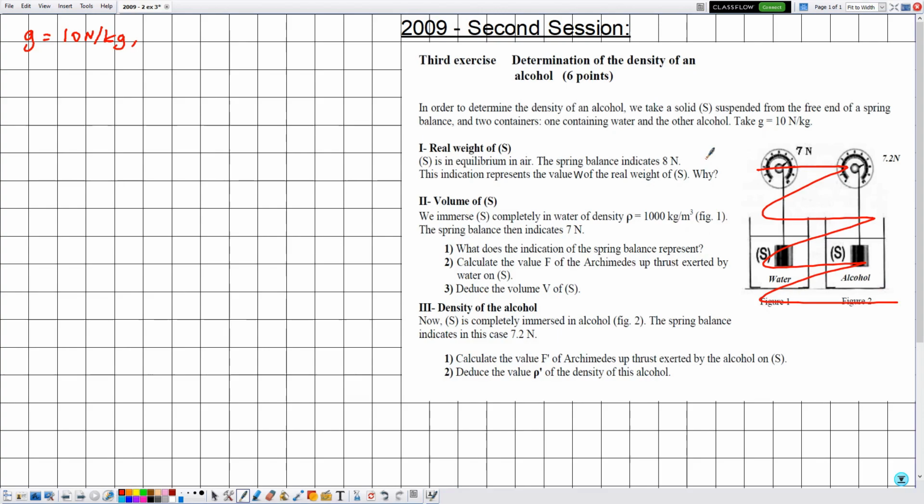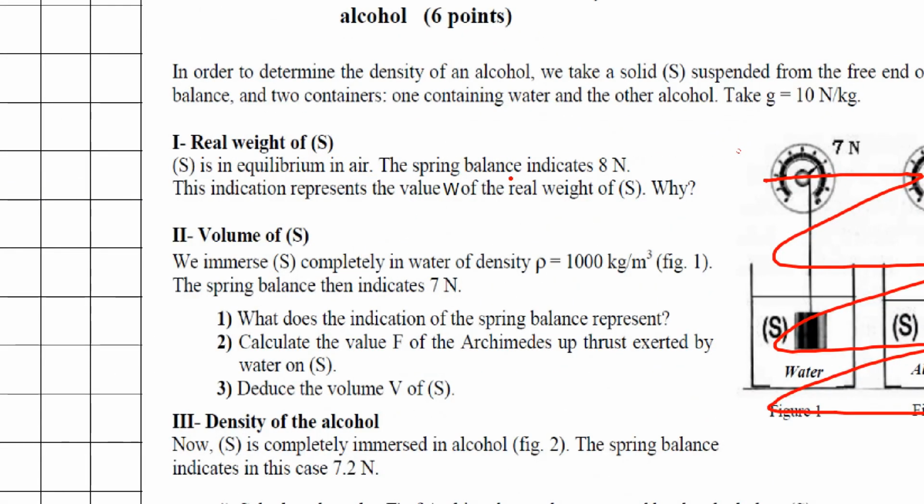Number 1, real weight of S. So S is in equilibrium in air. The spring balance indicates 80 newtons. This indication represents the value W of the real weight of S. Why? Because it is in equilibrium and in air.